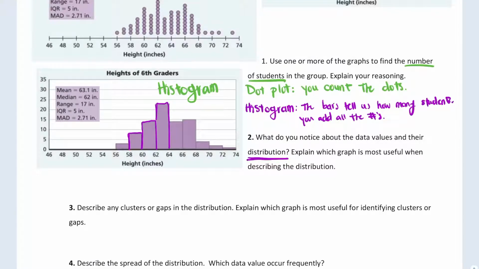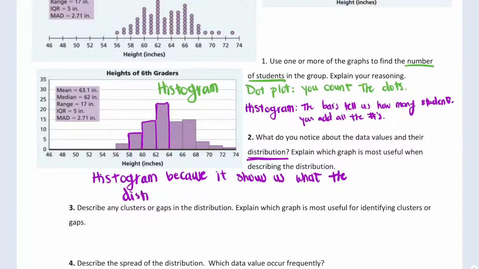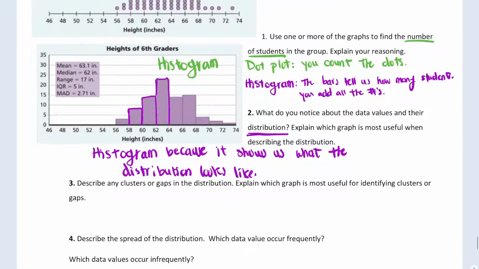Okay, so the definition of a histogram is that it is a graph that shows the distribution of a set of data. So hopefully you guys said that a histogram would be the best graph. And the reason is because it physically shows us what the distribution looks like. Okay, let's keep going.